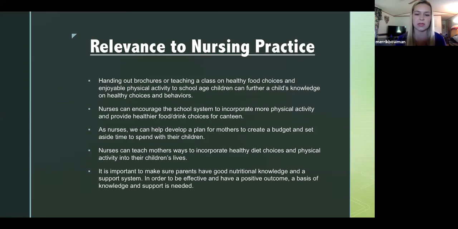Nurses can teach mothers ways to incorporate healthy diet choices and physical activity into their children's lives. It is important to make sure parents have a good nutritional knowledge and a support system. In order to be effective and have a positive outcome, a basis of knowledge and support is needed.